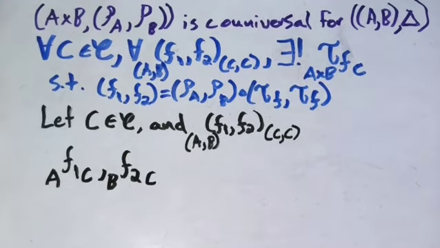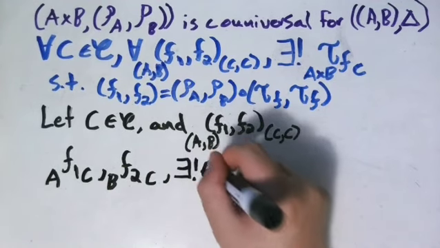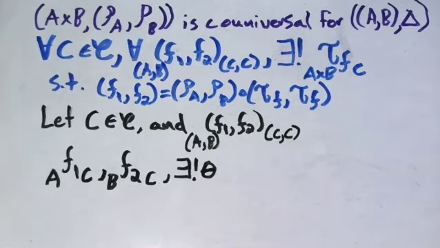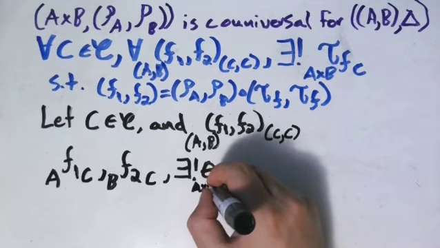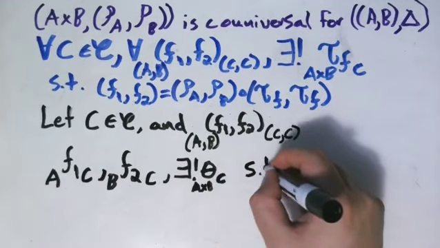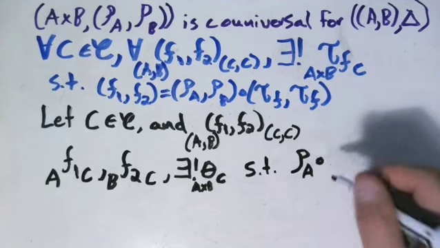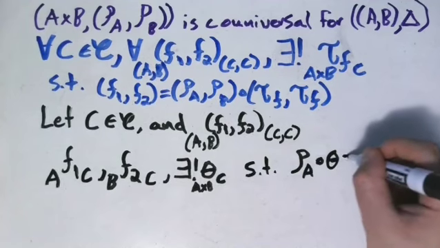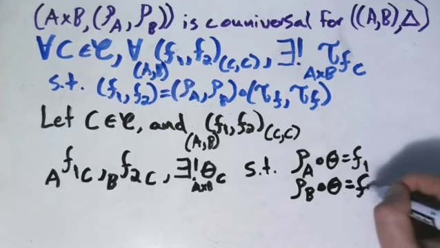But then, if you recall the definition of the categorical product, we have a morphism, one going from C into A and one going from C into B. So we've satisfied the conditions of the definition of the categorical product, which means we must have some unique mediating morphism theta going down the middle of that diagram in the categorical product, which goes from C into A cross B, such that first, row A after theta is equal to F1, and row B after theta is equal to F2.